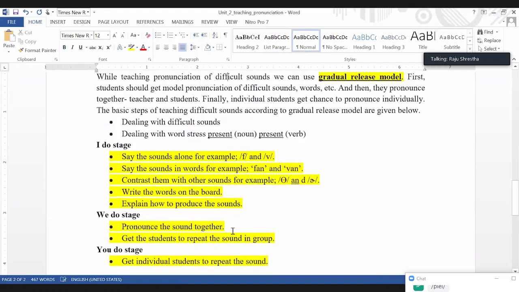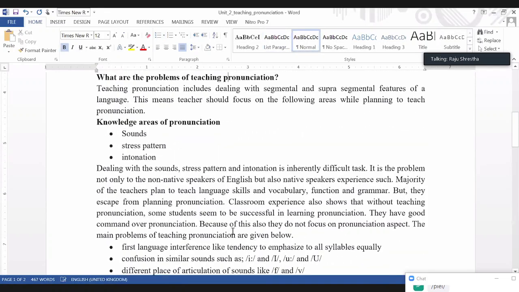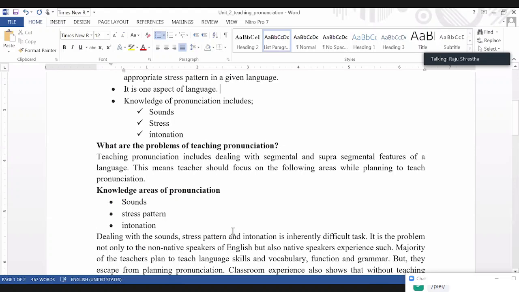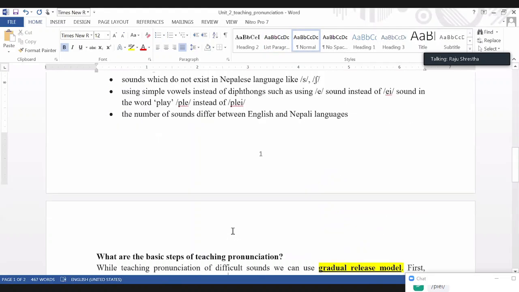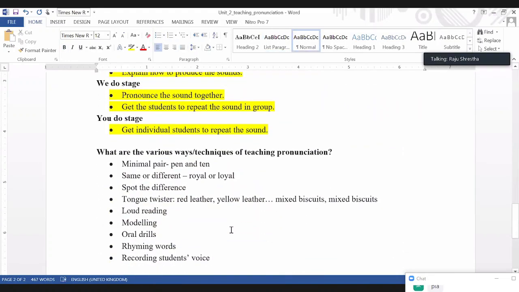So this is what the basic steps of teaching sounds are. These are the problems we face, and these are the knowledge areas of sounds or pronunciation. In this way we do these activities. Here you can see the various ways or techniques of teaching pronunciation. To teach pronunciation, we can use modeling. We can model and focus on the stress.